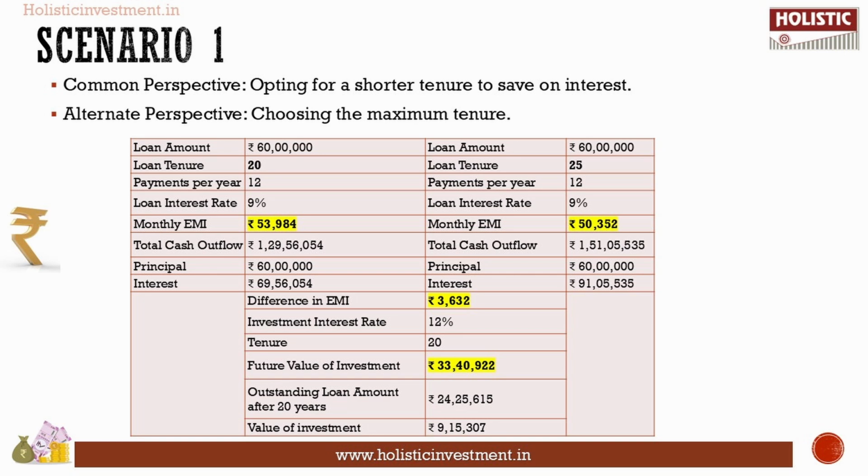Assuming an annual return of 12% from an equity mutual fund, the value of this investment at the end of 20 years would be approximately 33.40 lakhs. This substantial corpus could help you achieve various financial goals. You could even pay off the remaining loan principal of around 24.25 lakhs and with 9.15 lakhs still available for other objectives. However, it is generally advisable not to make prepayments towards the end of the tenure, as we will discuss in the scenario 3. So, you might consider using this corpus for other financial goals instead.